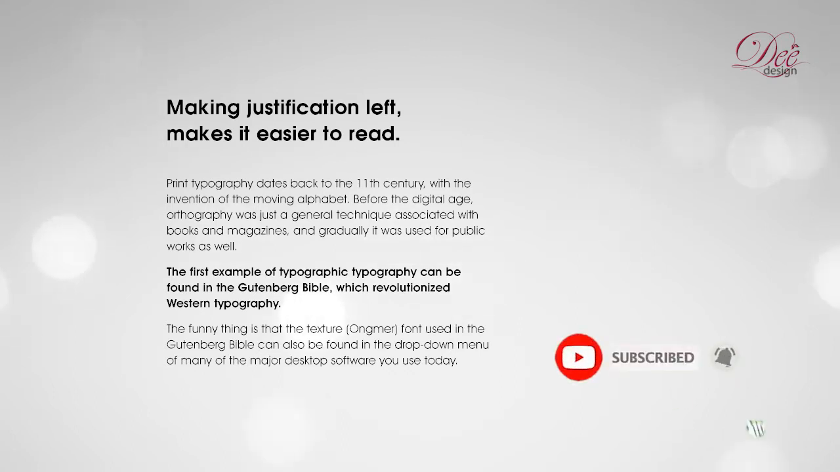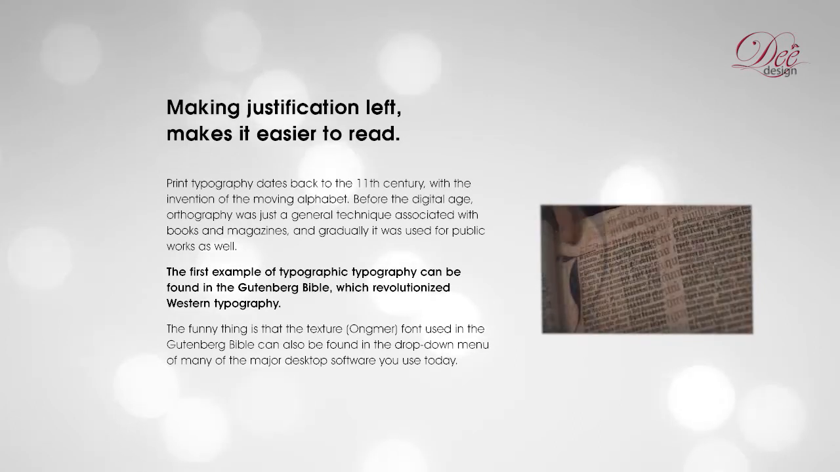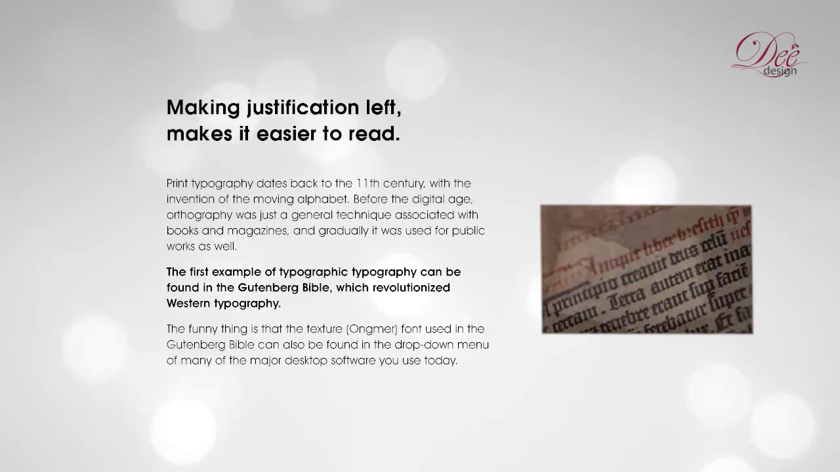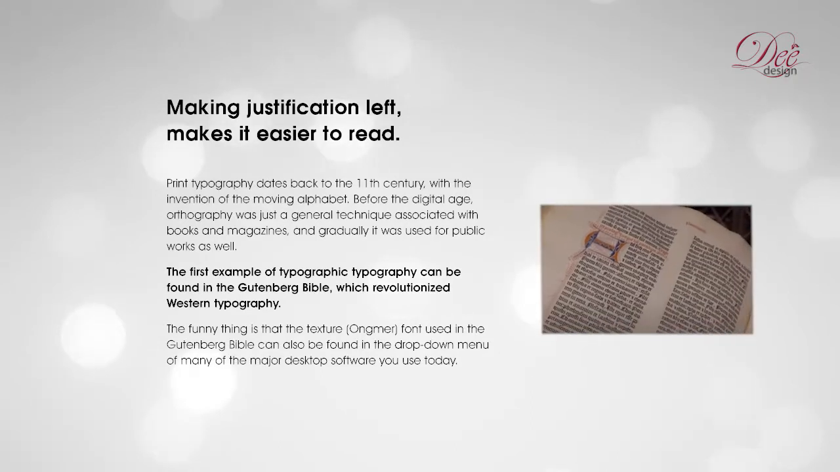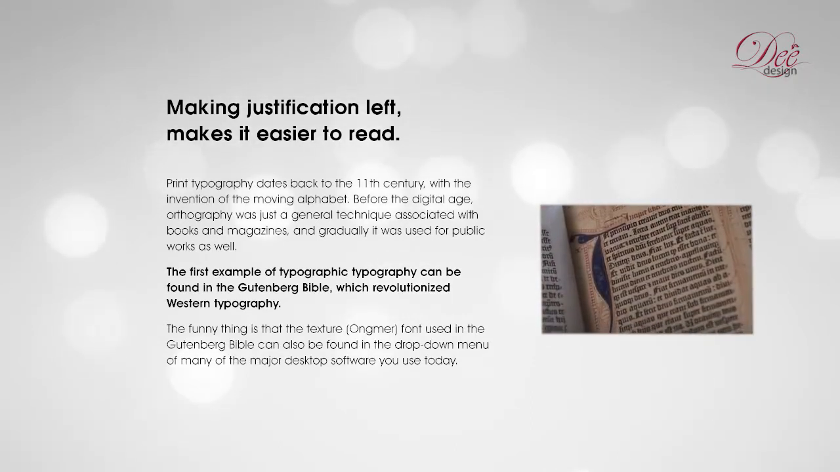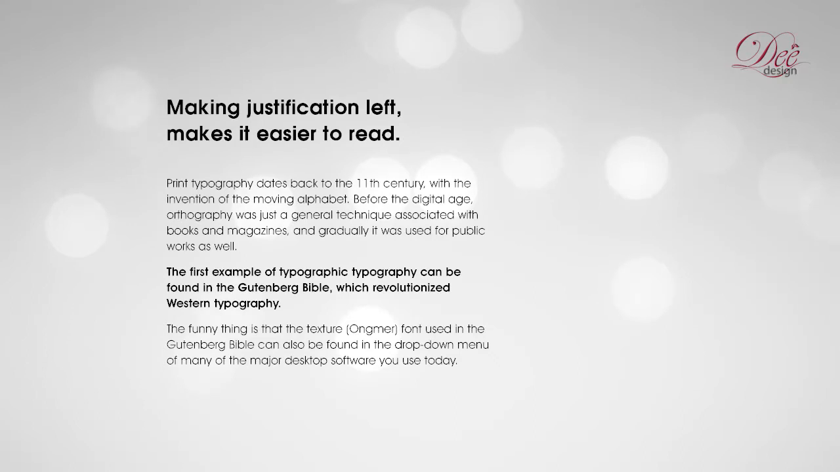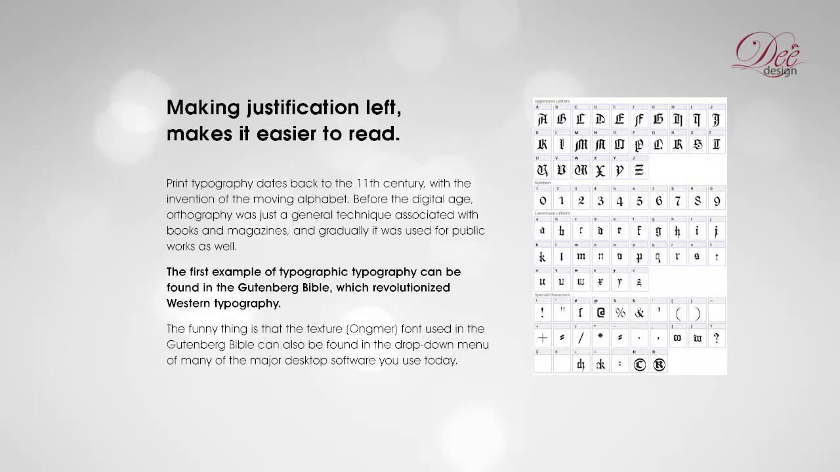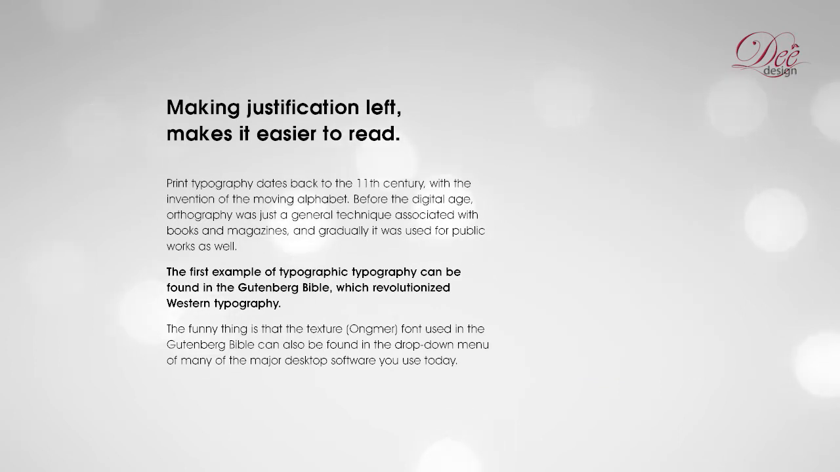Print typography dates back to the 11th century, with the invention of movable type. Before the digital age, typography was just a general technique associated with books and magazines, and gradually it was used for public works as well. The first example of typography can be found in the Gutenberg Bible, which revolutionized Western typography. The funny thing is that the Textura, Blackletter font used in the Gutenberg Bible can also be found in the drop-down menu of many of the major desktop software you use today.